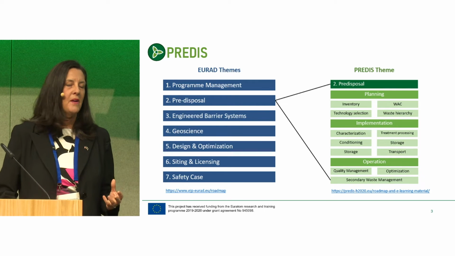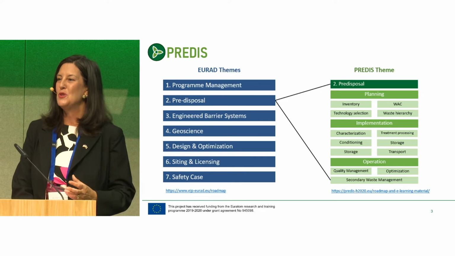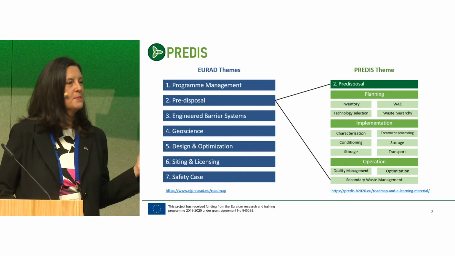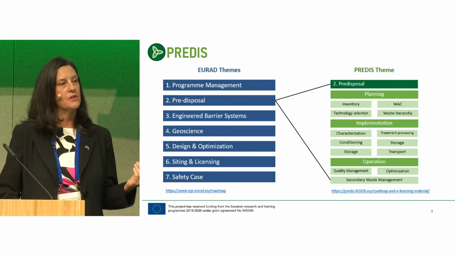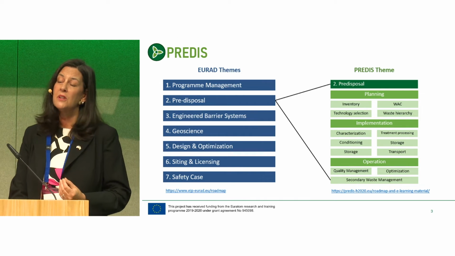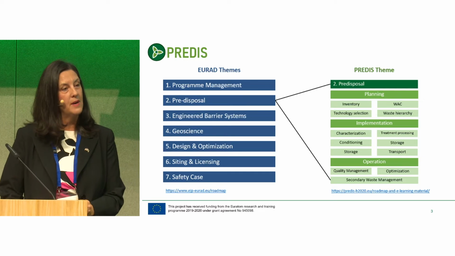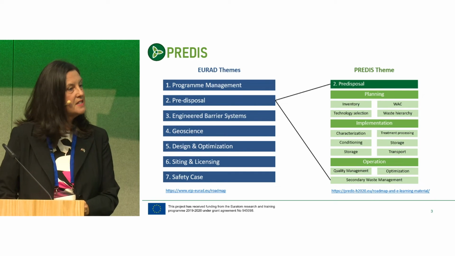And then we also talk about the whole program. So though pre-disposal is theme 2 in the roadmap, we have to think even upstream. How can we communicate to those who own the waste or who produce the waste? Not just a nuclear power plant, but some other type of NORM waste or hospital waste. How should they sort the waste? How should they classify the waste?